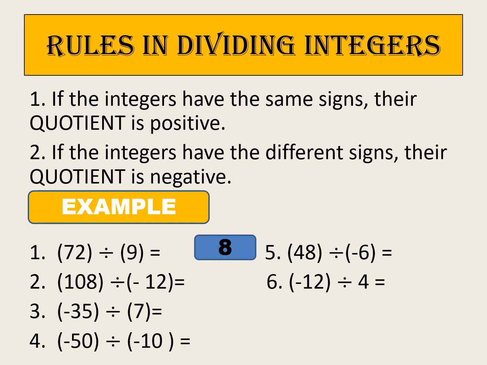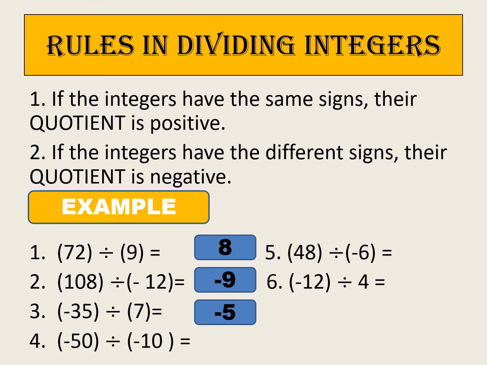Number 2, negative 108 divided by 12. The answer is negative 9. They have different signs, so the quotient is negative 9. Number 3, 35 divided by negative 7. The answer is negative 5. They have different signs, so the quotient is negative 5.